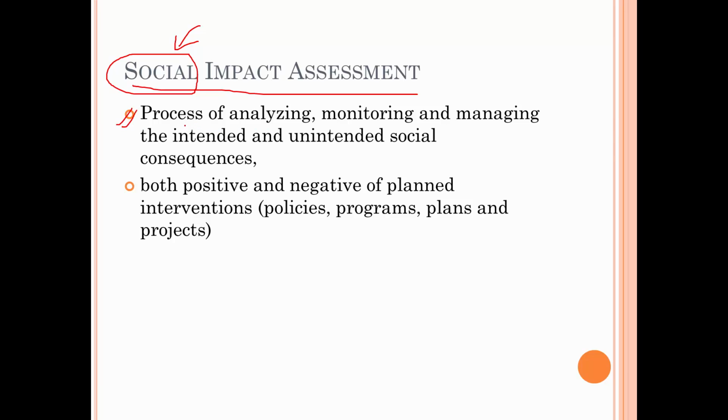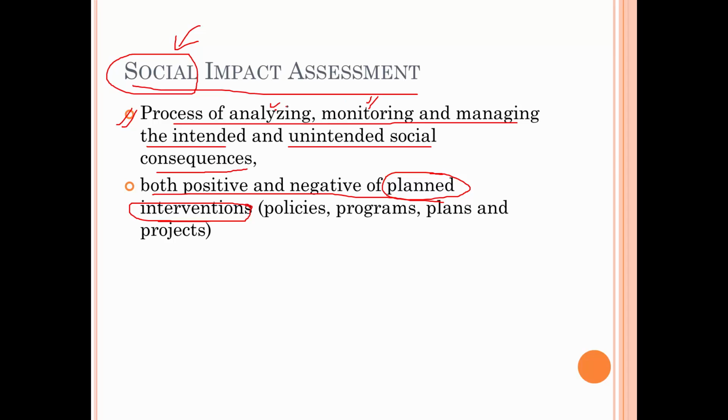The exact definition is the process of analyzing, monitoring, and managing the intended and unintended social consequences, both positive and negative, of planned intervention. This is very important, planned intervention. So when we do some planned intervention, we have to measure the possible impacts, monitor the impacts, and analyze the impact. That is what is known as social impact assessment.